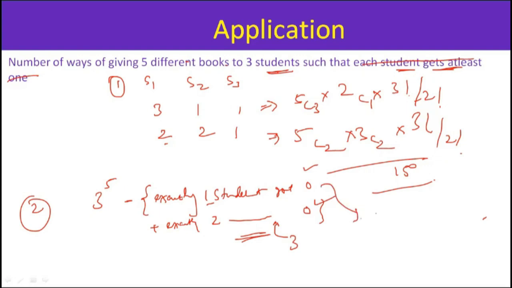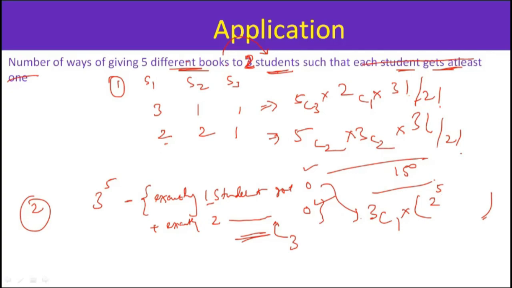So the total number of ways for this case is nothing but that. Now exactly one student got 0. First of all, let's choose this one student. 3C1, I have already chosen this one who got 0. So how many ways are there? Now one student has already got 0, right? So we have 2 students. So we have to distribute 5 books to 2 students. In how many ways can I do it? In how many ways can I distribute 5 different books to 2 students? In 2 to the power 5 number of ways.